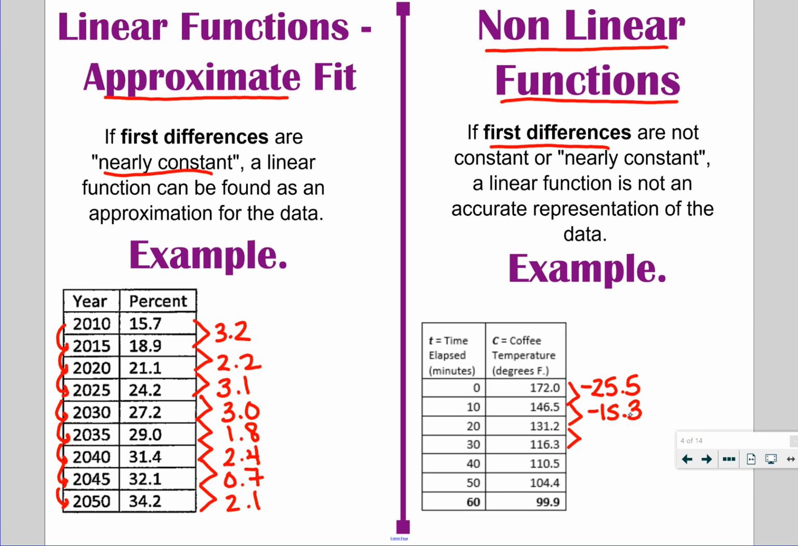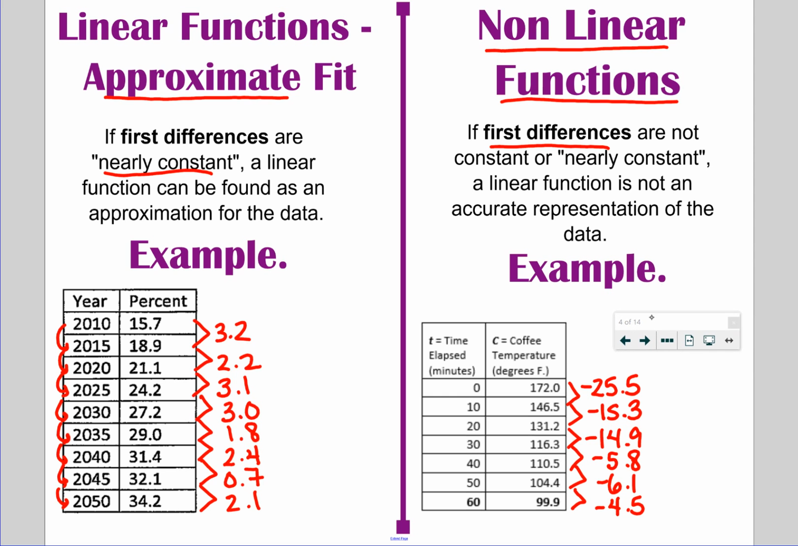116.3 minus 131.2 gives me negative 14.9. 110.5 minus 116.3, negative 5.8. 104.4 minus 110.5, negative 6.1. And then finally 99.9 minus 104.4, negative 4.5. So you can see here my first differences do have something in common. The differences are getting smaller and smaller each time, or close to that trend, but definitely not anything that's constant or a nearly constant number.